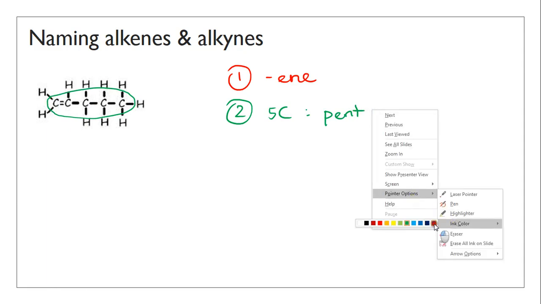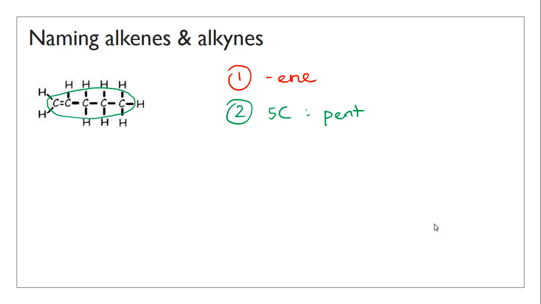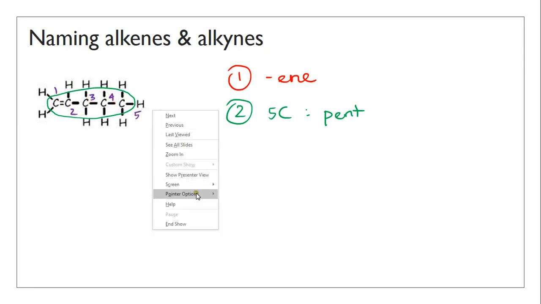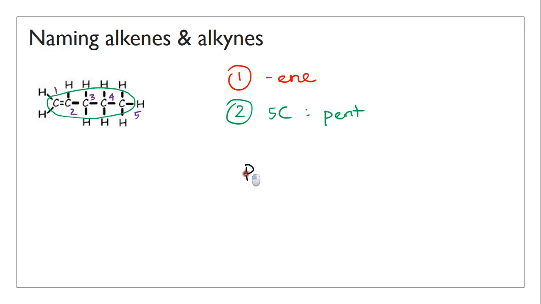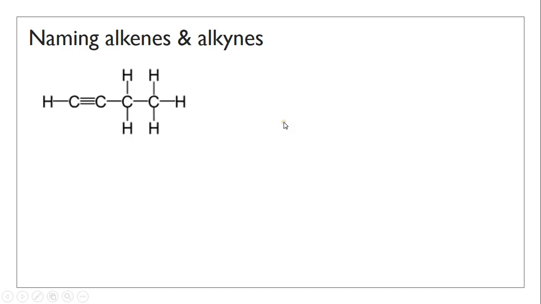I do need to number the carbon in the stem because I need to indicate the position of this double bond. So I'm going to always try to start on the end that's closest to the double bond. So we'll start here, 1, 2, 3, 4, 5. So the carbon-carbon double bond is between the first and the second carbon atoms. And then we're going to name it, so pent-1-ene. Put a dash between a number and a letter. Okay, next is this one.